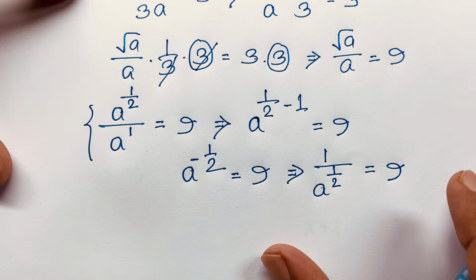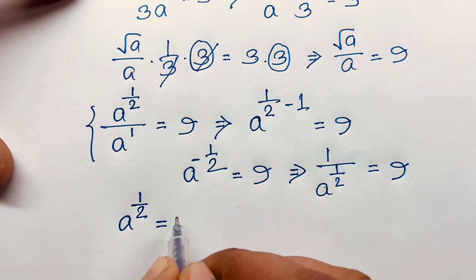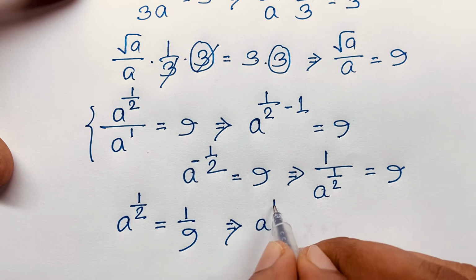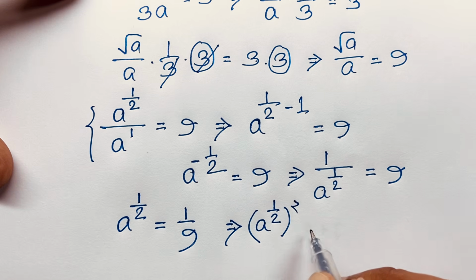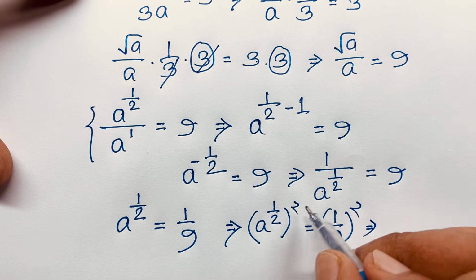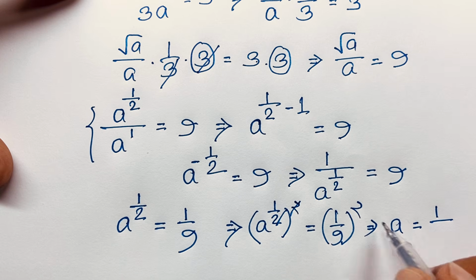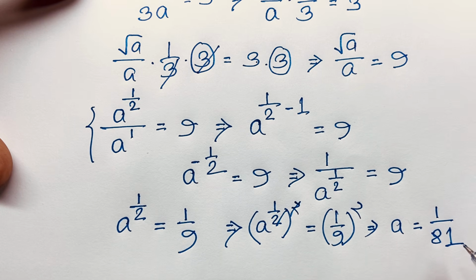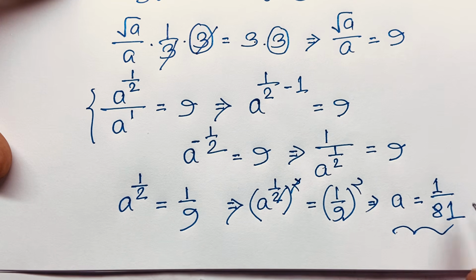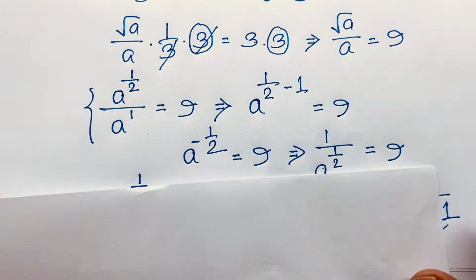Now at this moment you can say this expression, a to the power 1 over 2, is 1 over 9. Then a to the power 1 over 2, I square both sides, then this is 1 over 9 to the power 2. Now this cancels, and we find a is equal to 1 over 9 squared, which is 81. So we find again our final answer, which is a is equal to 1 over 81. Let's verify our question.